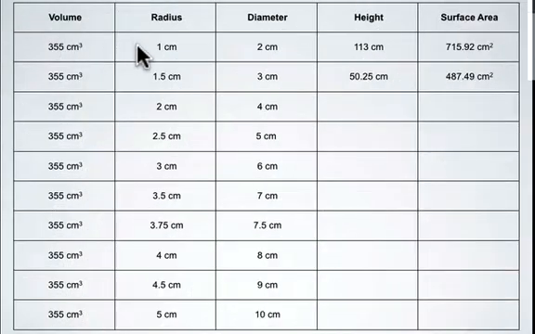Again, we've updated the table. When we had a radius of 1.5 and a height of 50.25, the surface area of the cylinder would be 487.49 centimeters squared. Now your task is to complete the rest of the table, again keeping in mind which radius, the value for radius you're going to be substituting in to calculate the height, and then using both of those to calculate your surface area. The goal is to try and find out the dimensions that will give you the smallest surface area for this can of pop.